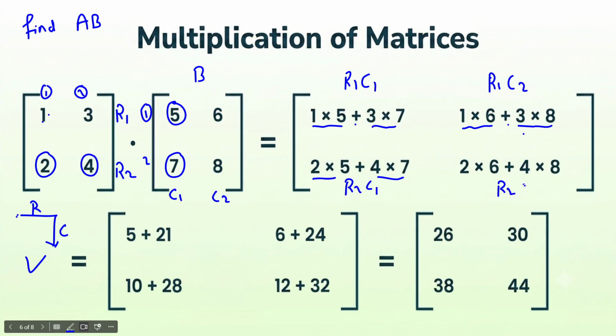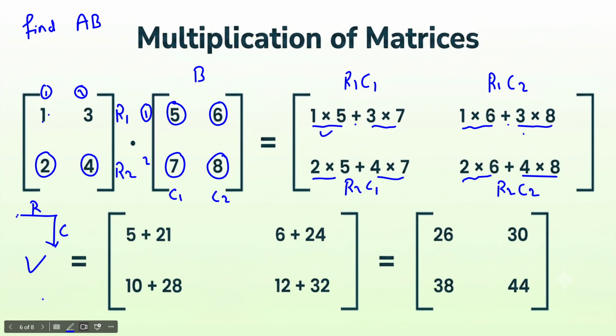Now you have to consider the same row, second row, and multiply it with the second column, meaning R2 C2. Again the same: 2 multiplied by 6, you can see here 2 times 6, and this 4 multiplied by 8, so 4 times 8.